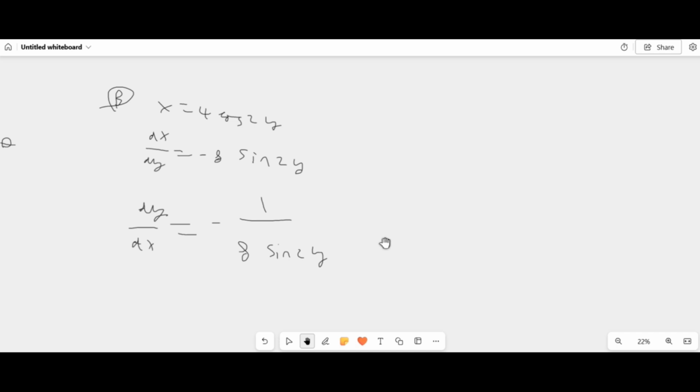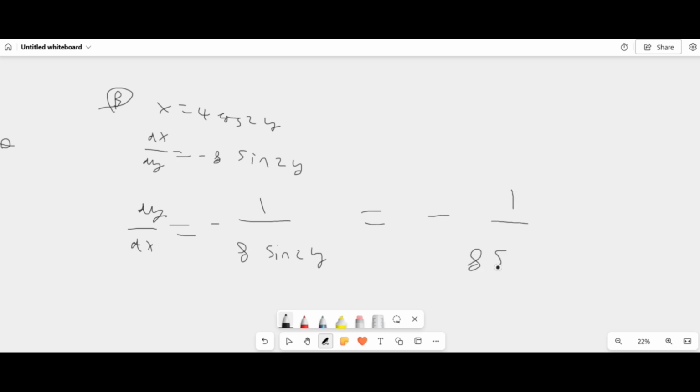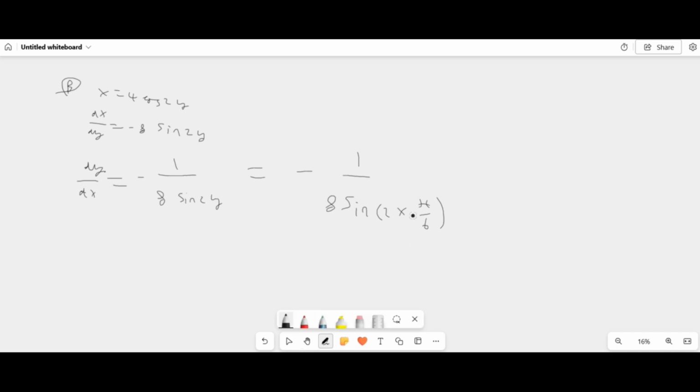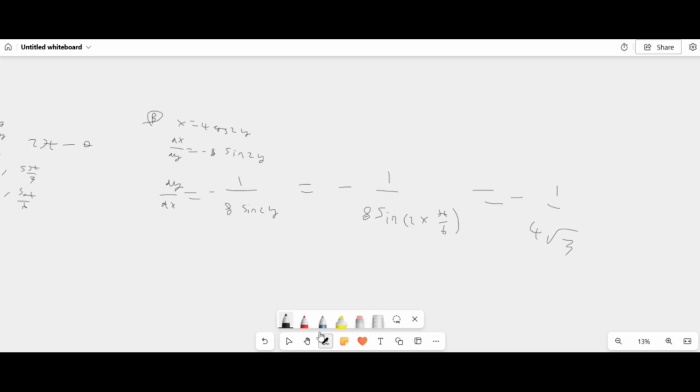Okay, and now it's asking you to show that dy over dx is that at Q. At Q, y is equal to pi over 6, so you need to just put pi over 6 into here. So minus 1 over 8 sin of 2 times pi over 6. So minus that times that. So what we got now? If you just put it into your calculator, it will give you minus 1 over 4 root 3, which is the answer that you're trying to get. Question part C.